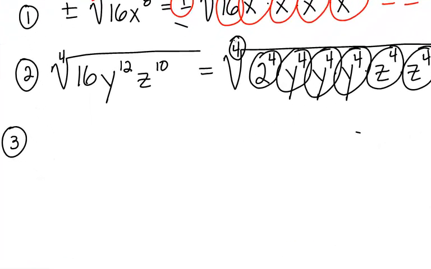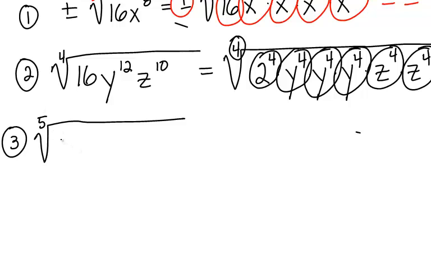Because it's the 4th root of y to the 4th. It's just like if I said, what's the square root of y squared? You just take out a y. Cube root of y to the 3rd would just be y. Makes sense?